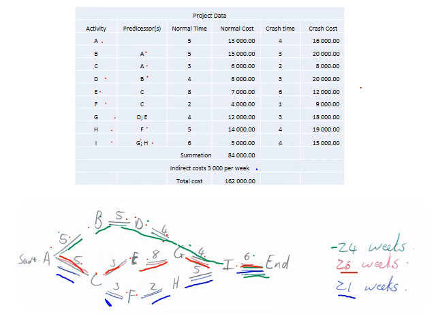So we take 3,000 and we times it with 26, which gives us 78,000 plus the 84,000, that's 162,000. Okay, so everyone I think got to that point.